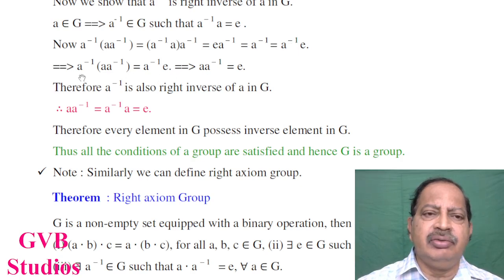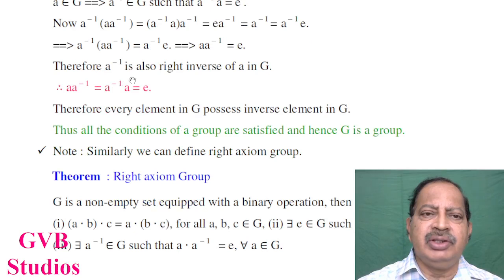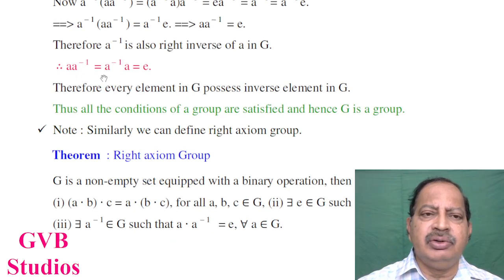See this equation: on the left side, here it is A inverse, and here it is A inverse. In the first part, we have proved that the left cancellation law holds good, so we can cancel A inverse here. So we get A inverse is equal to E. That means A inverse is right inverse of A. Therefore, A inverse is also right inverse of A in G. Therefore, A A inverse is equal to A inverse A is equal to E. Thus, all the axioms of the group are verified and proved.